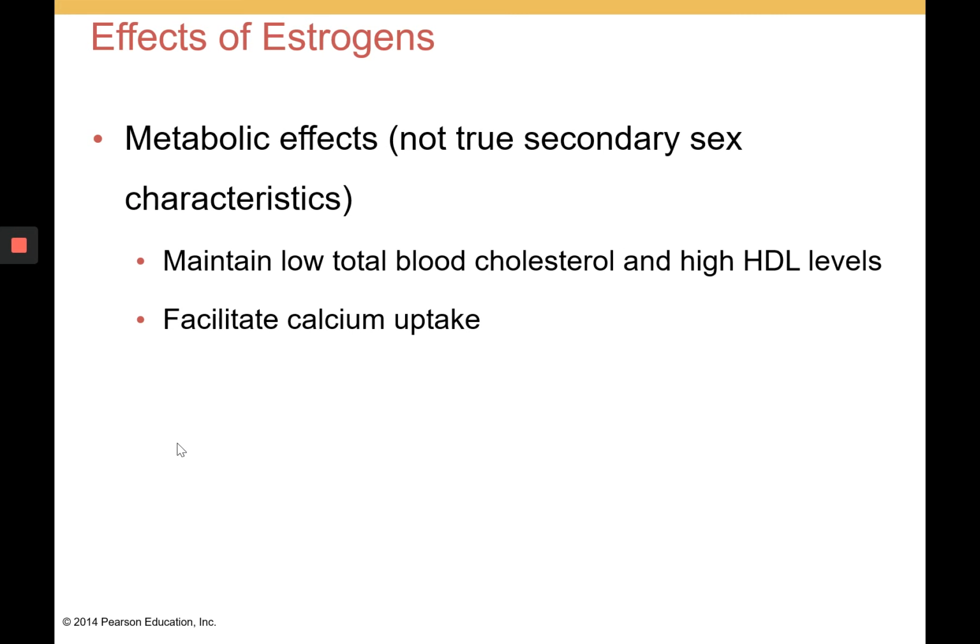Other metabolic effects include maintaining low total blood cholesterol levels and high HDL levels in females, and facilitating calcium uptake. These are not true secondary sex characteristics. They're not functions necessarily only related to females, but they're things we do see because of estrogen secretion.